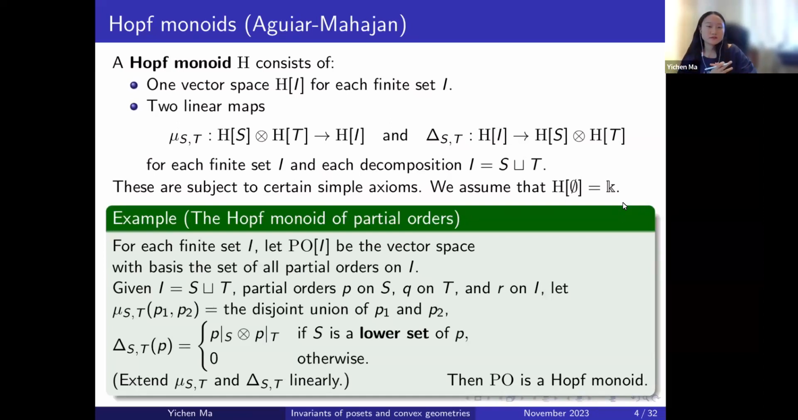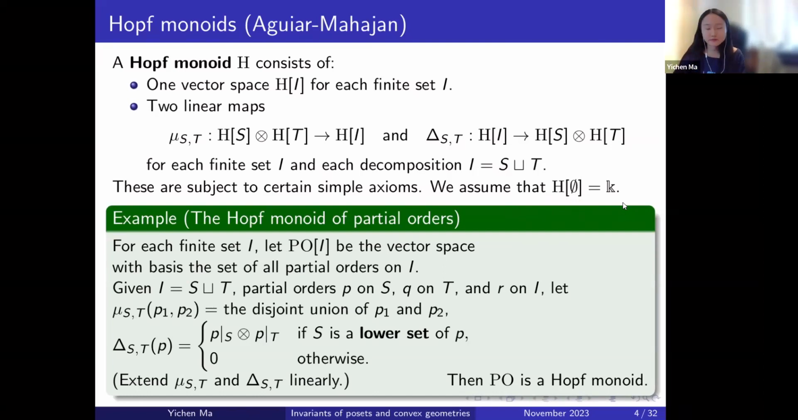These operations satisfy some simple axioms, and they should be compatible with each other. I won't go over the details of those axioms, but you can also think of a Hopf monoid as a functor from the category of finite sets to the category of vector spaces, satisfying monoidal, comonoidal, and some compatibility axioms. For today's talk, we assume the Hopf monoids are such that when we apply H to the empty set, we obtain some field K.